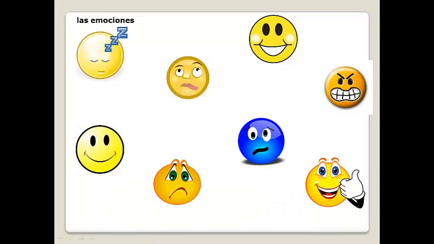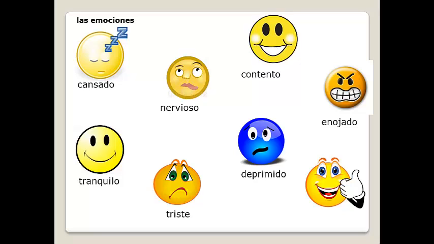Now you should already know all of these words from your vocabulary list, but let's go over a couple of the emotions that we're going to learn this unit. So to say tired in Spanish, we say cansado. To say nervous, nervioso. Happy or content is contento. Angry is enojado. Calm is tranquilo. Sad is triste. Depressed is deprimido. And excited is emocionado.